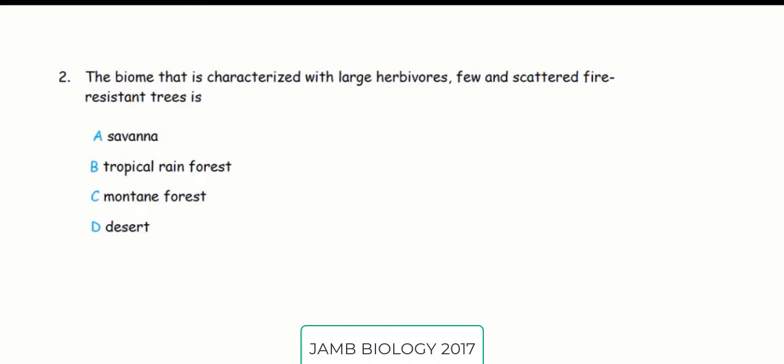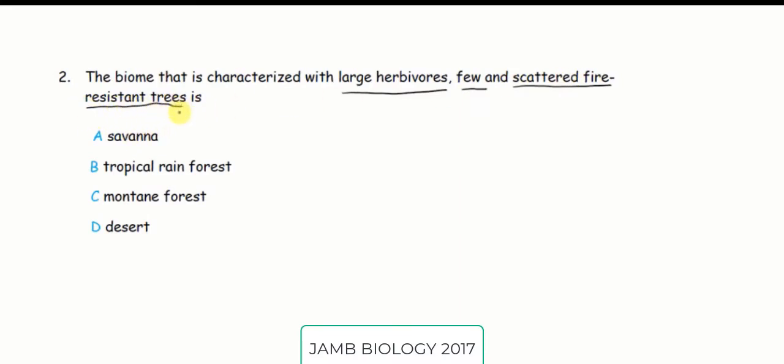Question 2. The biome that is characterized with large herbivores, few and scattered fire-resistant trees is. So in looking at this question, we can make use of two things here. We can make use of the terminologies. We have large herbivores, we have few and scattered fire-resistant trees.